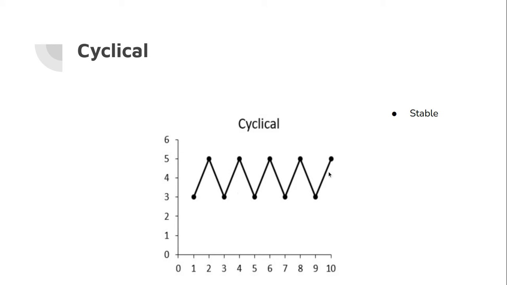A cyclical graph is another one that we would consider stable. While the data points do vary, they remain very consistent. In this graph, we see the points between 3 and 5, and they consistently shift between those 2 points. So we would consider this stable as well.